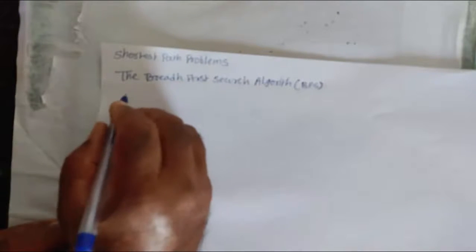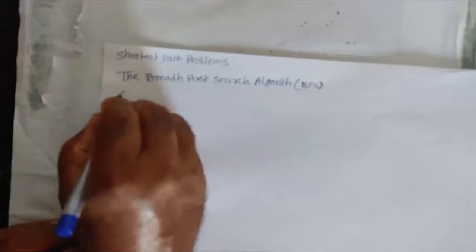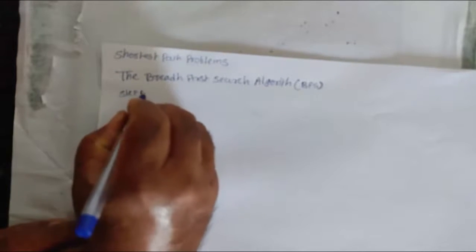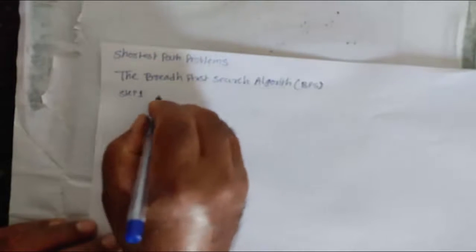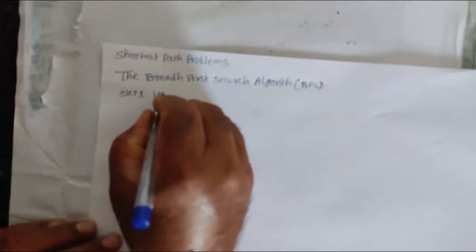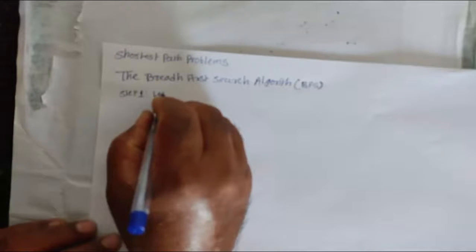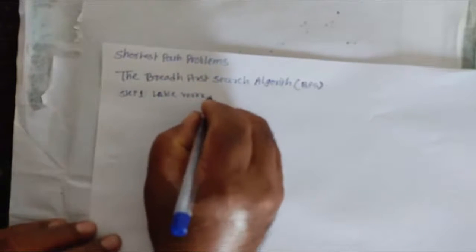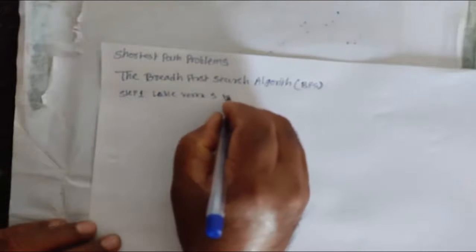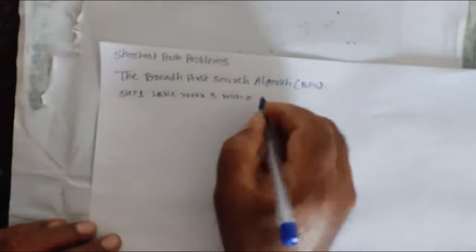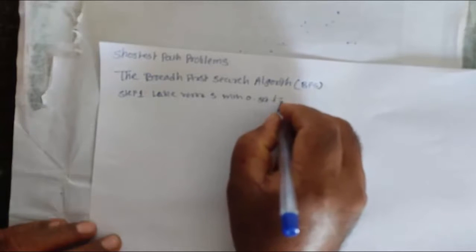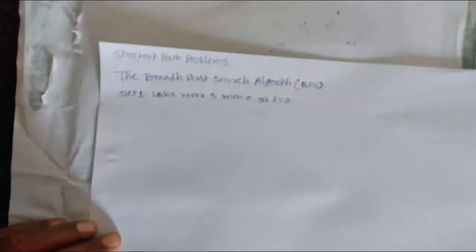Here, the algorithm, step first: label vertex S with 0, and set I equal to 0.